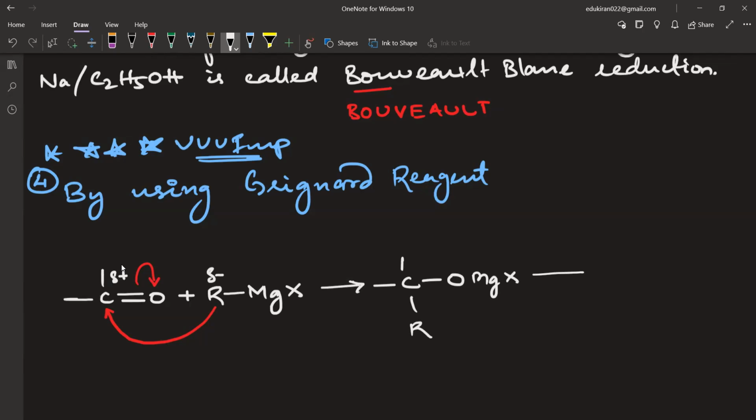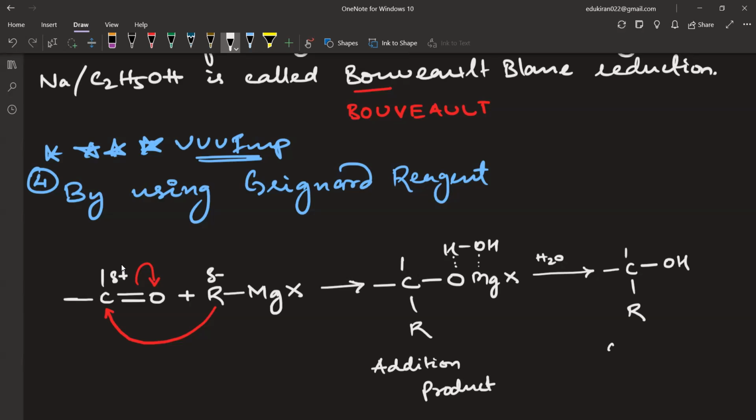MgX. And further, it is reacted with water. What we have here, we get the hydrogen here, and we get the OH here. So hydrogen binds with oxygen, and OH gets attached with magnesium, and you get these bonds as they are with carbon atom. There's a new addition of R group, which is coming from the Grignard reagent. Plus we have OH. Okay, plus we have OH. So this is the addition product, and this is alcohol.